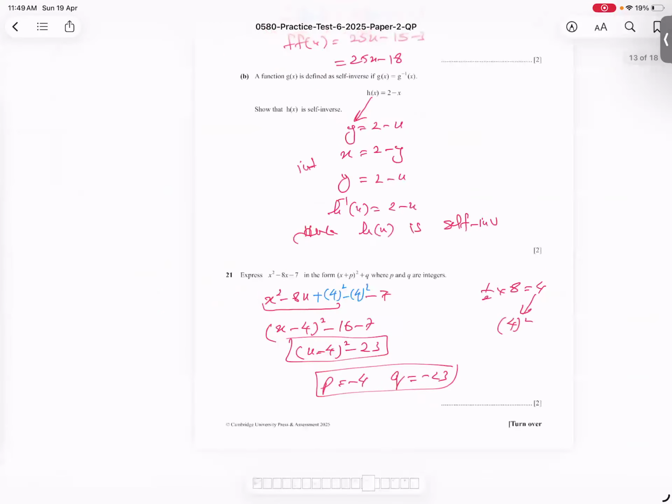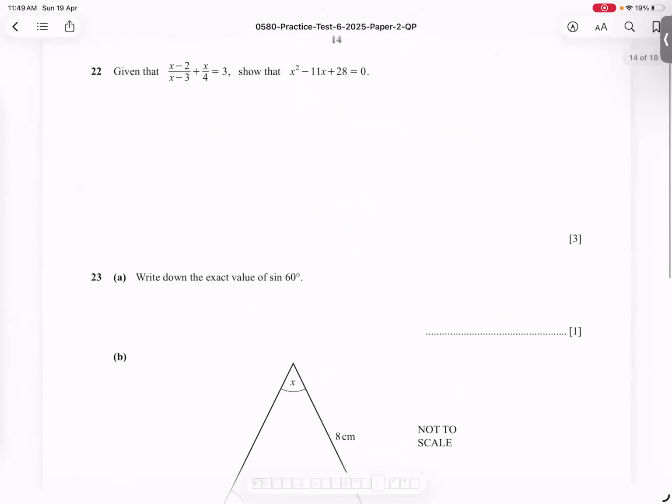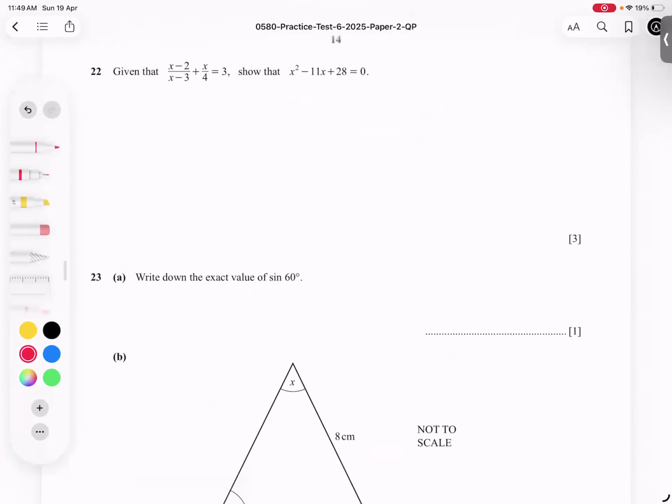Okay, so this is done. 21 done. Now 22. The question is we have to convert this into this form. Whenever there's nothing common between them, take the LCM. The LCM is (x minus 3) into 4. 4 is multiplied there and this is multiplied there. So 4 times (2x minus 2), and x times (2x minus 3).